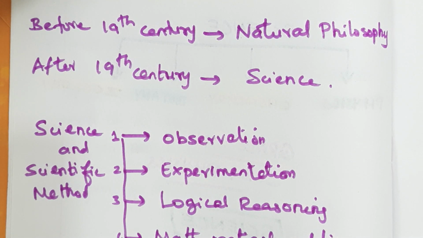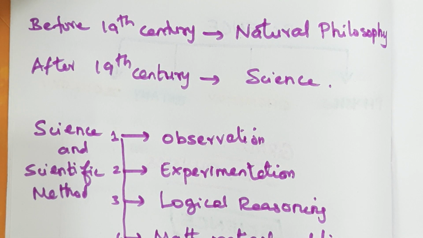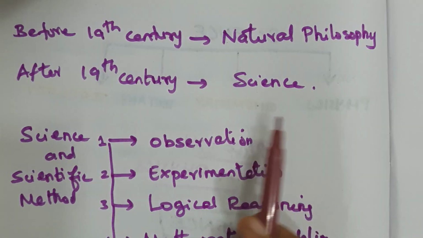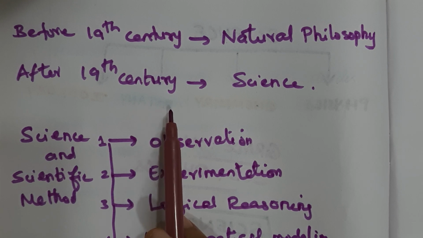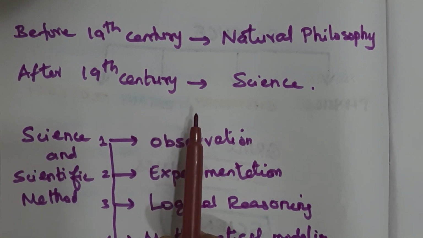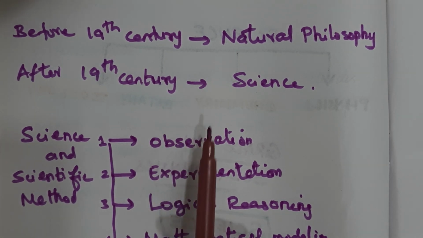Before the 19th century, the word science was not known. The subject science was called natural philosophy. Natural philosophy was the earlier name given to science. Okay. Then in the 19th century, the word science came into practice.